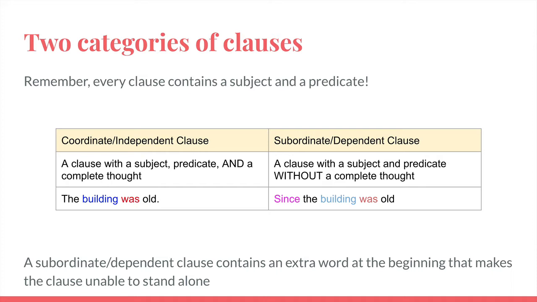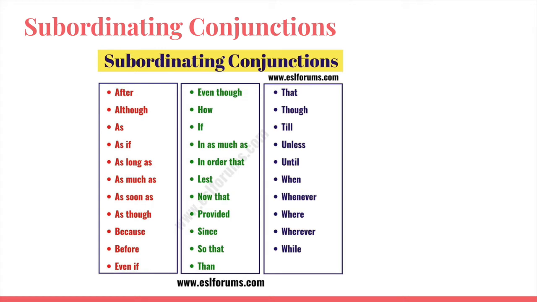And the thing that makes it not make sense is that word at the beginning of its clause. So a way to remember that a subordinate or dependent clause can't stand alone is to recognize that a subordinate or dependent clause contains an extra word at the beginning that makes the clause unable to stand alone. Now, quite often in a subordinate clause, that word at the beginning of the clause that makes the clause subordinate, that makes it unable to stand alone, is called a subordinating conjunction.